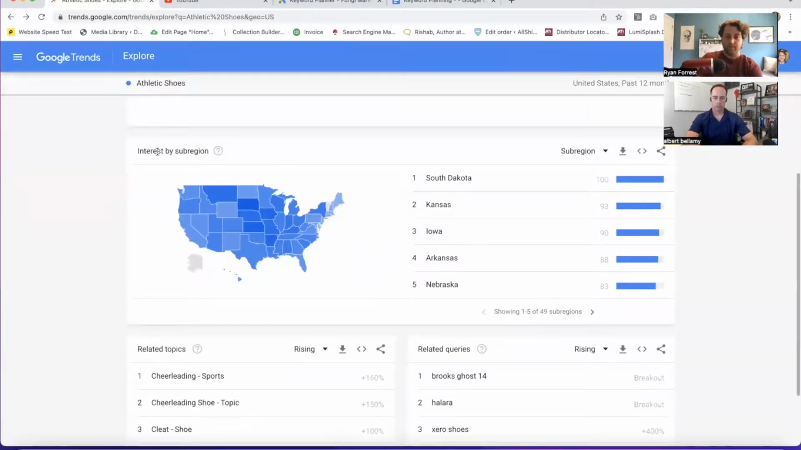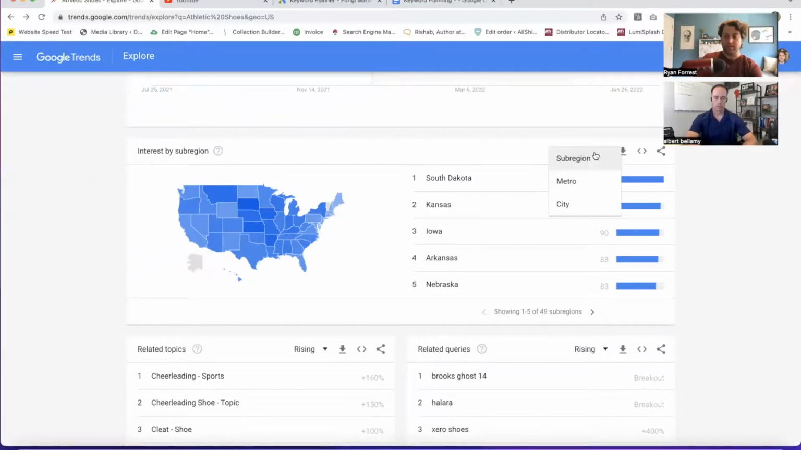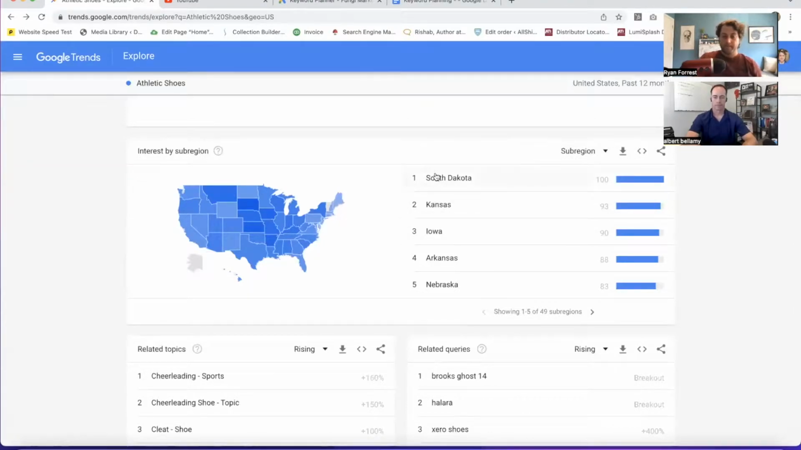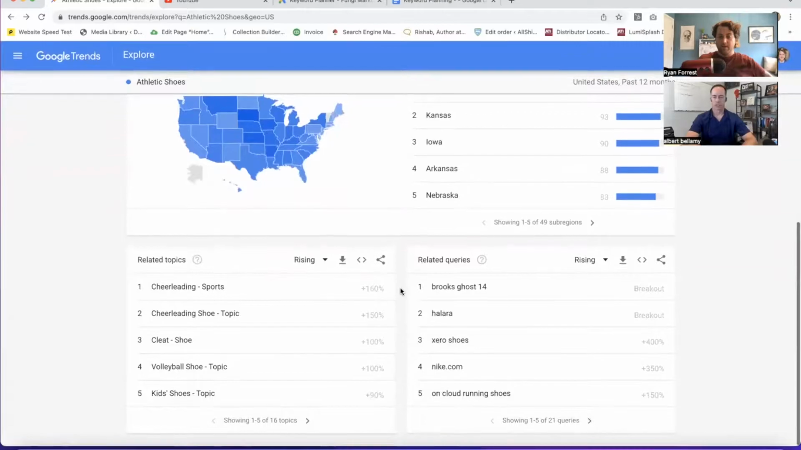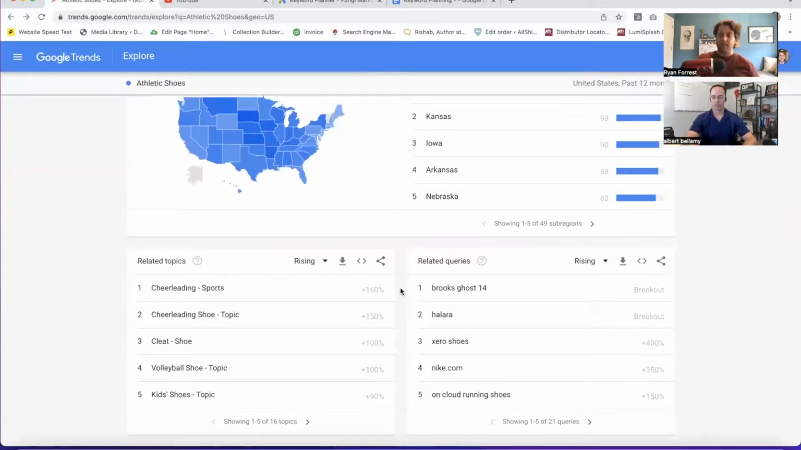You can also see the interest by sub-region. So this is by state. You can change it to metro, which would be like that DMA we were talking about before, or city. This is a little bit interesting because it's kind of the Midwest moving into the mountains. I'm not sure exactly what the rise in interest is there. Maybe it's just outdoorsy states. Yeah. And then you've got related topics.